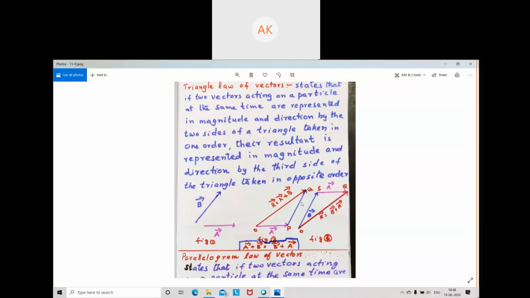And the resultant, how will you find? Resultant is the third side of the triangle taken in the reverse order or opposite order. Which is the third side of the triangle? You have to just join O to Q. That is the third side of the triangle, and in the reverse order.